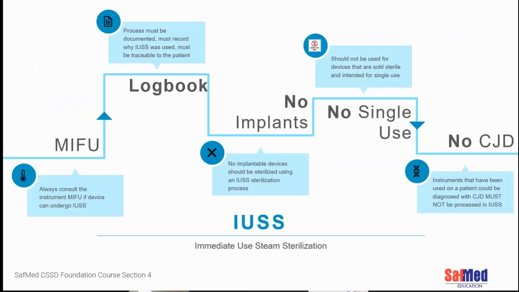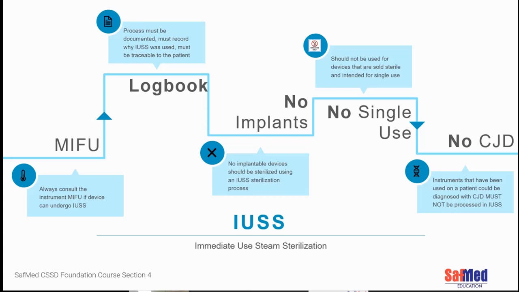What are the nuances to immediate steam sterilization? We remind ourselves of that again. You have to first consult the manufacturer's instructions for use of that device. Some batteries, for example, it'll clearly recommend that they can go through a USS or flash cycle. If you are using it, you need a logbook and you have to record who the actual devices were used on. You must trace it to the patient.